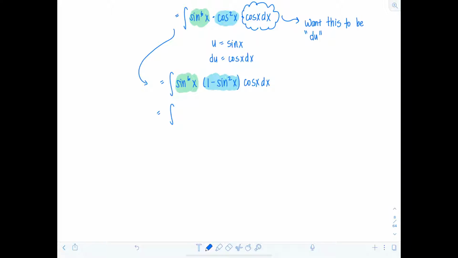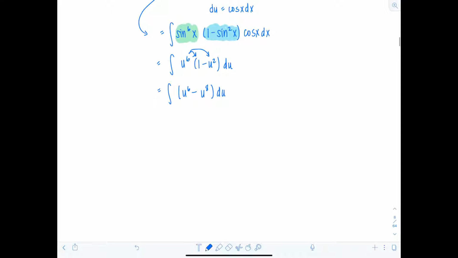So now we can make our u substitution. So sine to the 6th x, that's going to be u to the 6th. 1 minus sine squared, that's 1 minus u squared. And then cosine x dx is du. Beautiful. Now we're home free, right? All you need to do is distribute this bad boy. So we have the integral of u to the 6th minus u to the 8th du. Let's anti-differentiate. So I'm going to have 1/7 u to the 7th minus 1/9 u to the 9th plus c.